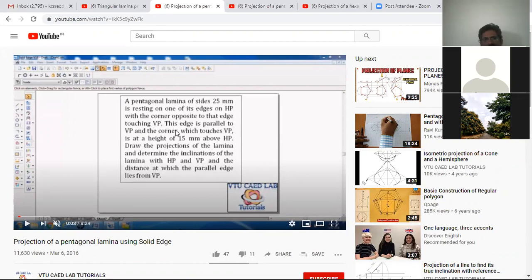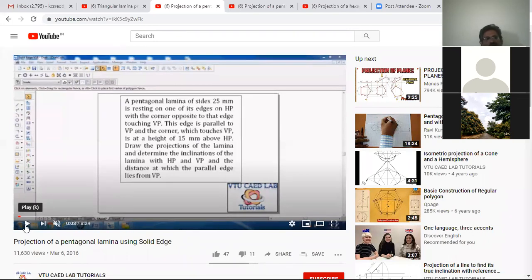So here he has not given the lamina inclination. That's what we discussed in the theory classes. The lamina inclination is not given, but the condition is given: the corner which touches the VP is at a height of 15 mm above HP. The corner being 15 mm above HP means the lamina is rotated about the HP, that is, inclined to HP. So we need to keep the lamina parallel to HP. When you keep the lamina parallel to HP, the top view will be the true shape. As it is resting on one of its edges, the edge has to come on the left side, so that it will be perpendicular to VP.